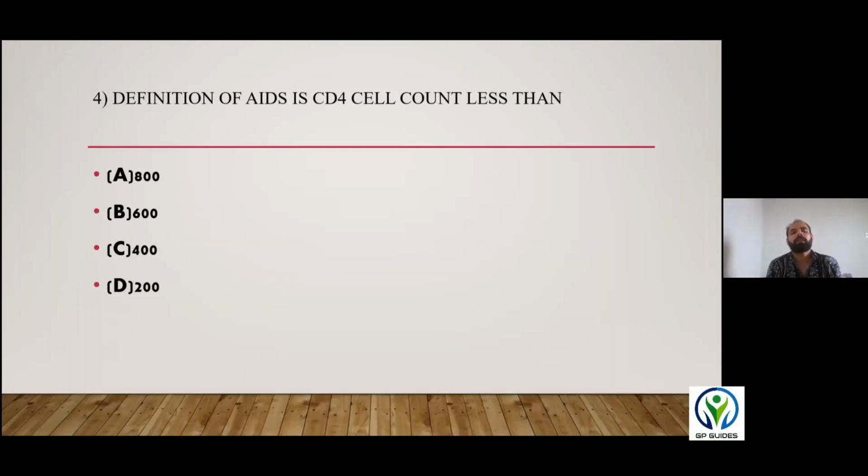So this question is on HIV/AIDS. The definition of AIDS is a CD4 cell count less than: option A, 800; B, 600; C, 400; and D, 200. So basically, you must know the difference between HIV and AIDS. I hope everybody knows that.